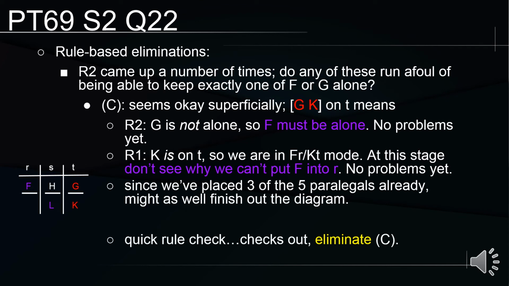So quick rule check, and we will go one by one. Rule 1 we kind of just did. K is on Team T, F is on Team R, so we're into FRKT mode, and that's okay with Rule number 1. Rule number 2, G is not alone, but F is, so that checks out. And Rule 3, H is, of course, as always, thrown to Team S, so it all checks out. So we get to eliminate C based on this.